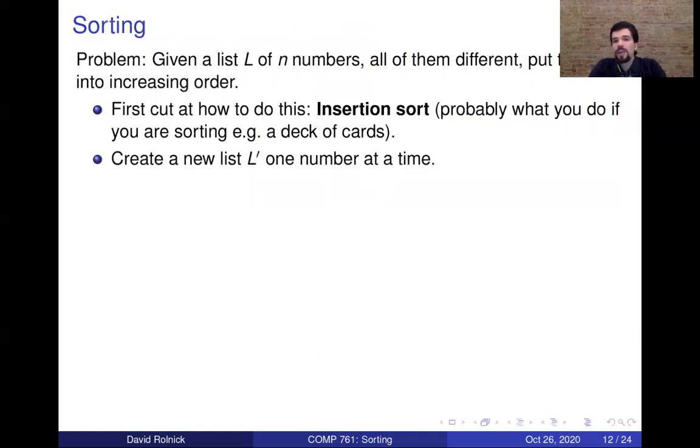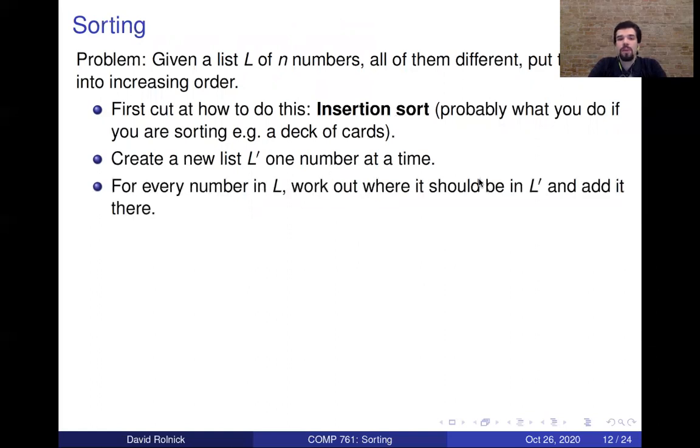So the way this works is you're creating a new list one number at a time. For every number in L, you're going through the numbers in L, working out where it should be, and you're progressively making this list L prime longer by adding it there. So for example, starting out with L being this, I take 5, I'm going to put that down. Now I'm going to take 2, and I put it before the 5. Take 6, and I put it after the 5. Put 1, and I put it before the 2, and so on.